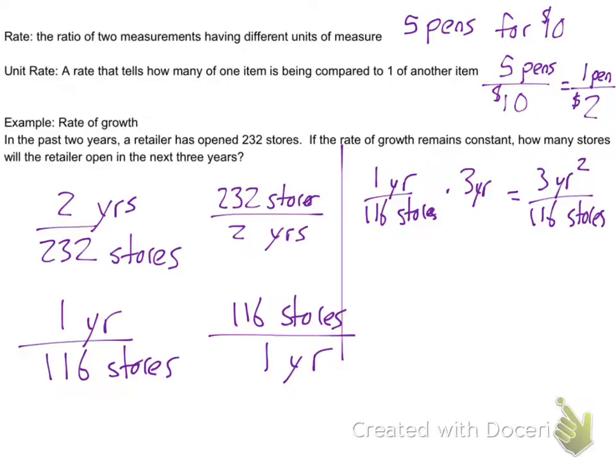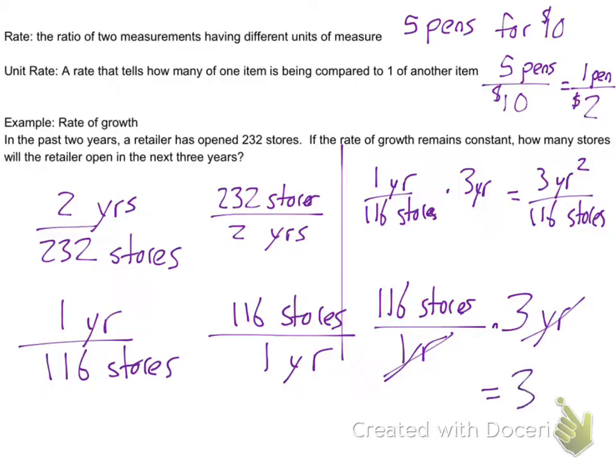Now, what does that mean? I don't think it means anything useful for us. That's not the correct way to use our rate. Guys, to use our rates, we want units to cancel. So I actually want to say 116 stores per year, because when I multiply it by 3 years, the units of years will cancel, leaving me with an answer of 348 stores. I'm left with 116 times 3, which is 348.